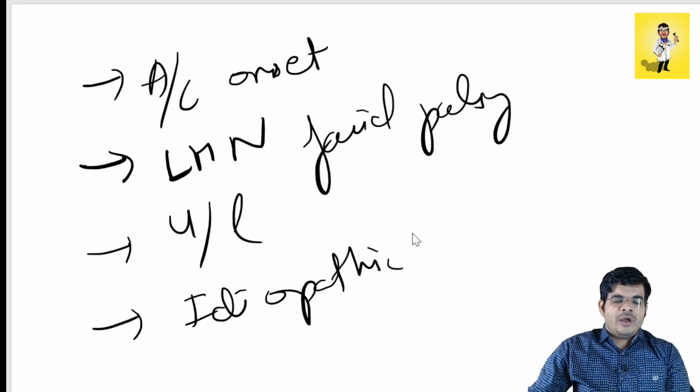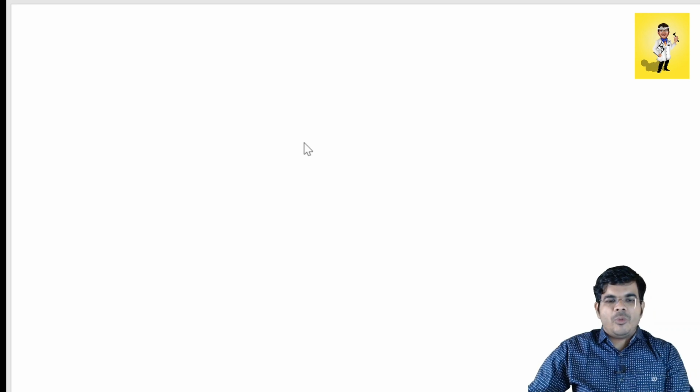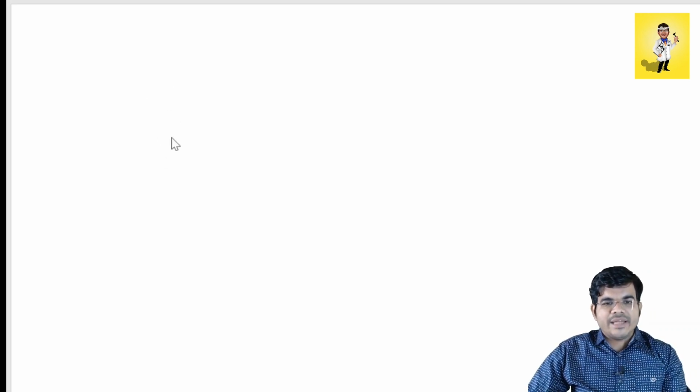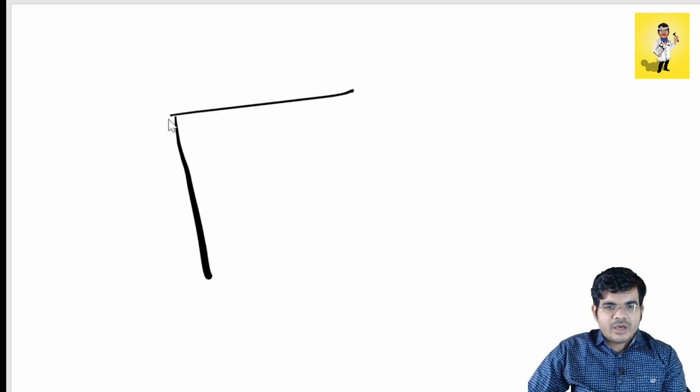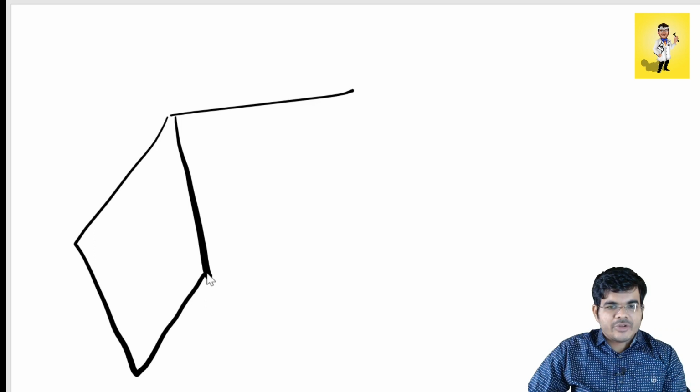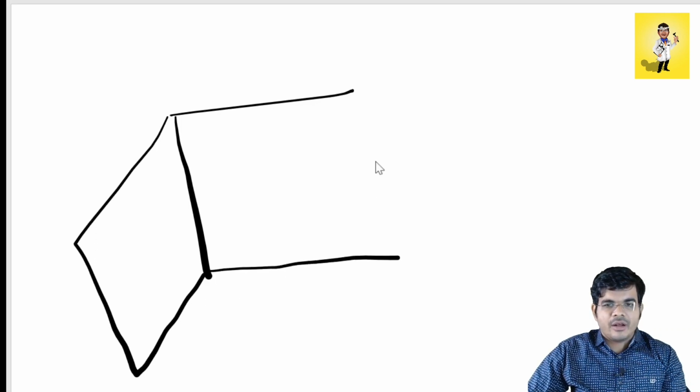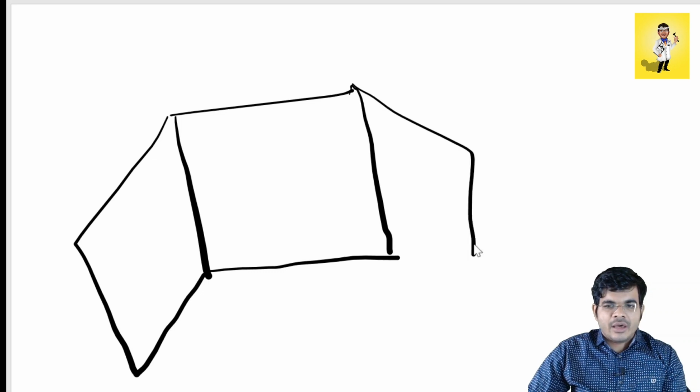It is the most common cause of facial palsy, and the most common site of insult is the labyrinthine segment. First of all, let me draw the middle ear for you. This is the posterior wall of the middle ear that you see here. Then you have the medial wall here. Okay, and this is the anterior wall.